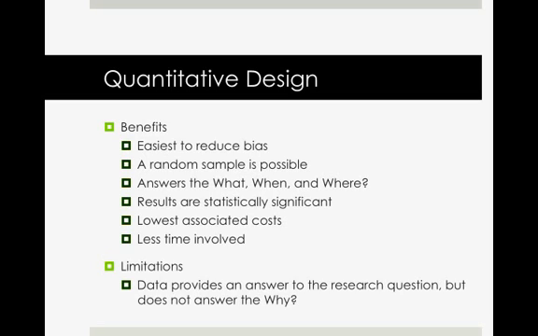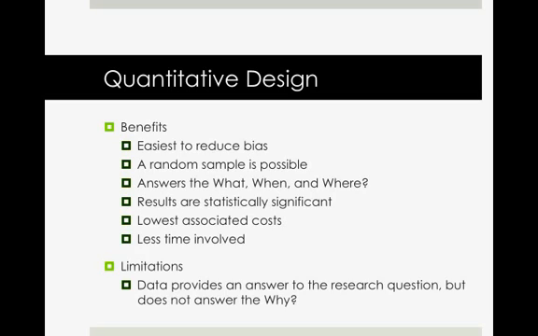Quantitative design benefits and limitations. The benefits of quantitative design are that it's easiest to reduce bias. When you're dealing with numbers, it's hard to have subjectivity. You can easily give that raw data to another researcher. They can interpret it and come out with the same results that you did. A random sample is possible. It answers the what, when, and where information about a project.